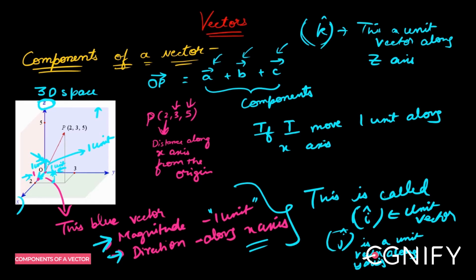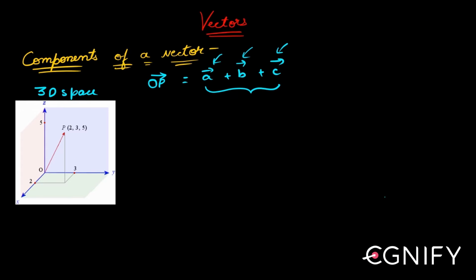Now let's see how we can use this information to create our components, because that was our agenda. Our agenda was to get this a bar, b bar, c bar. They were my components. Remember how a bar looked? It looked like this vector, from 0 to 2. Here along y axis from 0 to 3 was your b bar, and c bar was from 0 to 5 along z axis. Now how can a bar be written?